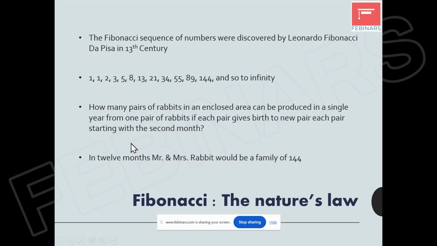It's like how many pairs of rabbits in an enclosed area can be produced in a single year from one pair of rabbits, if each pair of rabbits gives birth to a new pair starting with the second month. That's equal to Mr. and Mrs. Rabbit's family would be 144. That's nature's law.